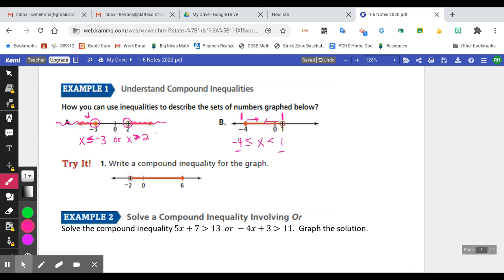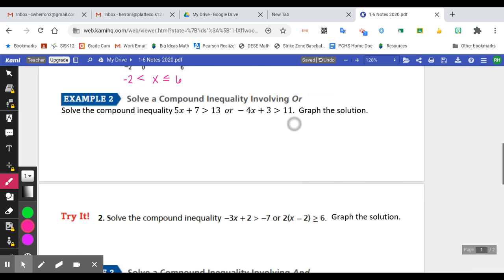Okay, so try to write one for this next one. We know the numbers have to be in between. So I'm going to start with x in the middle. -2 and 6 are our boundaries. X needs to be greater than -2. So greater than pointing at x. But it needs to be smaller than 6. 6 is filled in, so equal to it is.